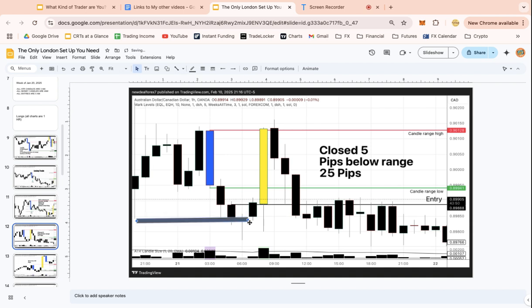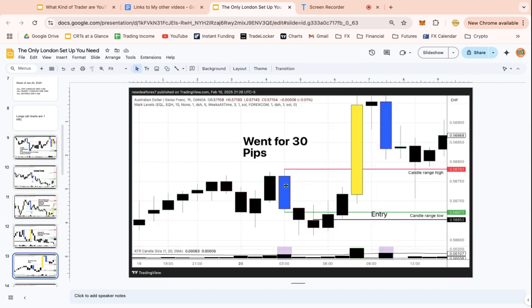But ultimately, see how it just pins the line right there? It pins it a little bit, closes above it, pins it, closes above it, and then boom, price takes off eventually. That's what we like to see right there. So this was good for 25 pips. So that's that. Next up, we have another long example here.